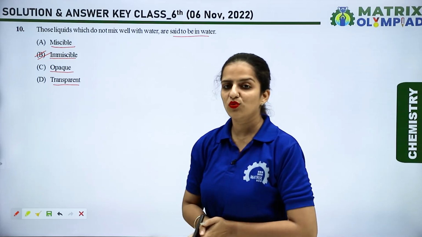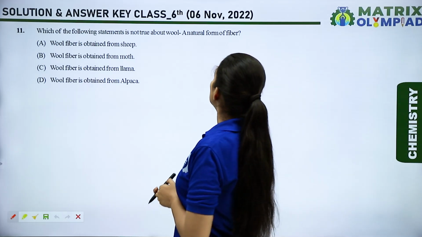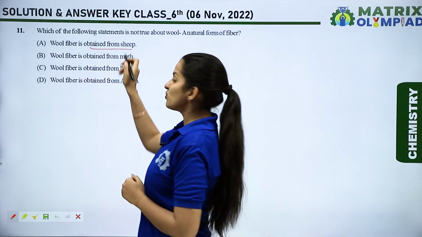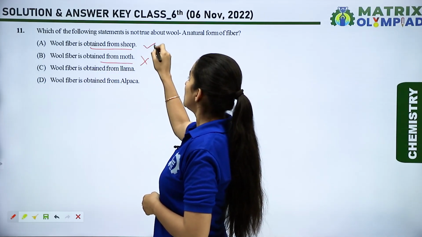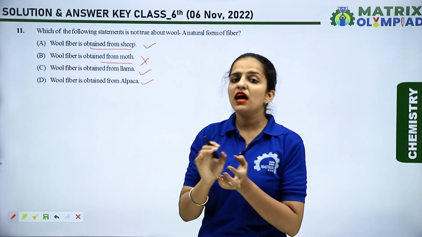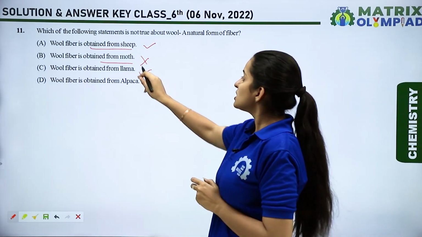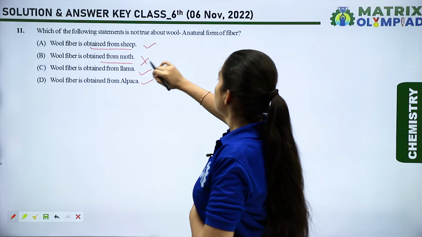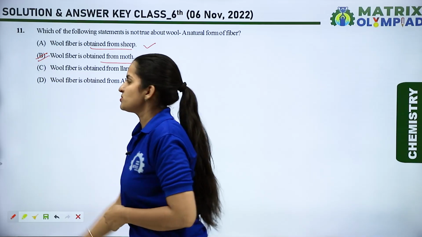Our next question is, which of the following statements is not true about wool, a natural form of fiber? Wool fiber is obtained from sheep, which is correct. Wool fiber is obtained from moth, this is incorrect. Wool fiber is obtained from llama, and wool fiber is obtained from alpaca. These are hairy animals, sheep, alpaca, llama. So these three options are correct here. But moth is used for obtaining silk fiber. So option B is not true about wool, a natural form of fiber. Hence option B is the correct option.